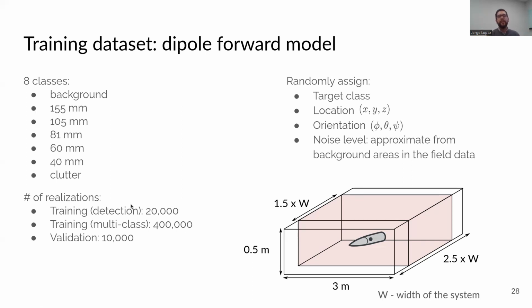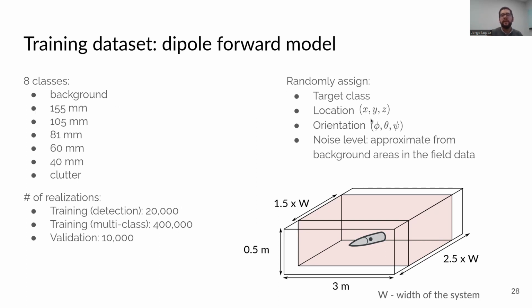For training the first step, we're using 20,000 simulations with this dipole forward model. For the multi-class, we're using 400,000 samples. It's a lot of samples, but this forward model is relatively fast, so that wasn't really an issue. The validation set is used to tune some of the parameters while training the neural network. We generate the synthetic training data set by randomly assigning the target class, any of these 8 classes.